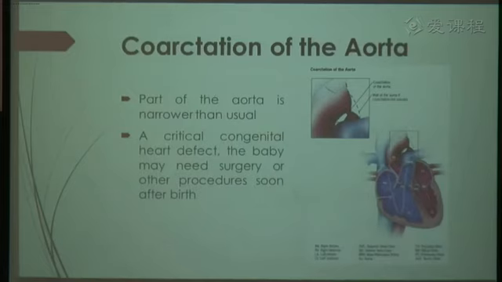So the first is the coarctation of the aorta. Basically, if you look at this aorta here, normally, if the coarctation, the narrowing, is not present, this dashed line is the case when the defect is not present. So it's much wider. But if the coarctation is present, you can see this tube is much narrower than the normal one.